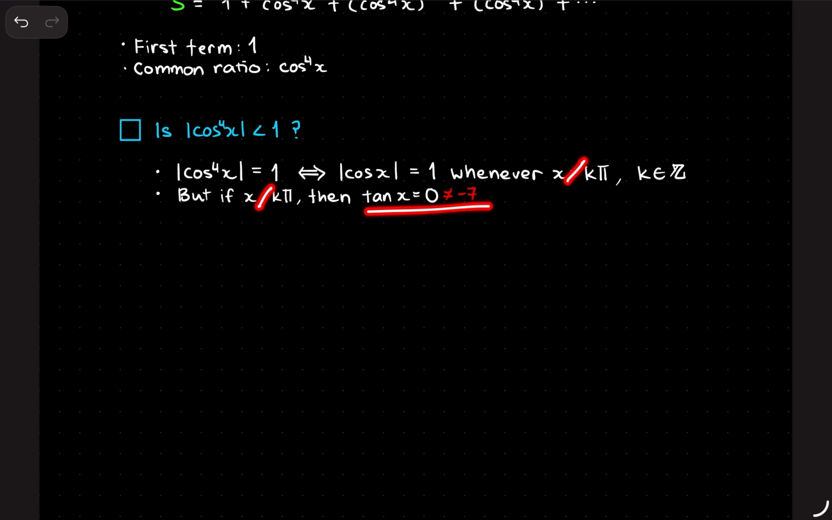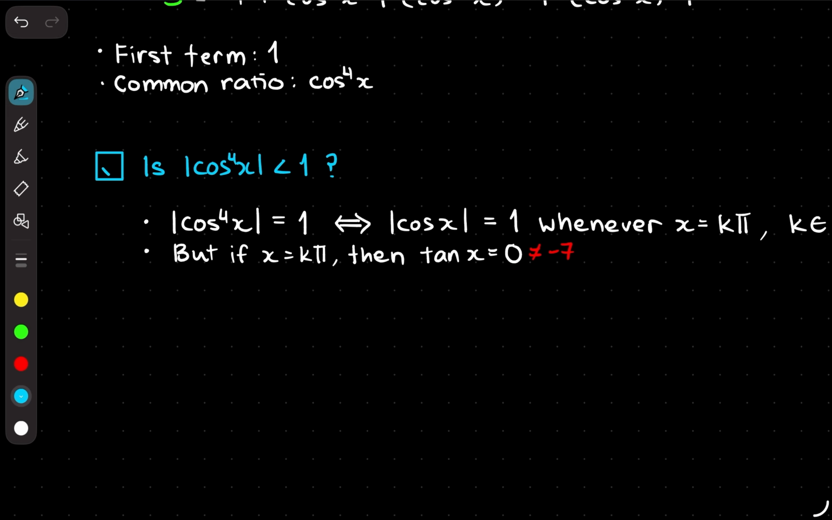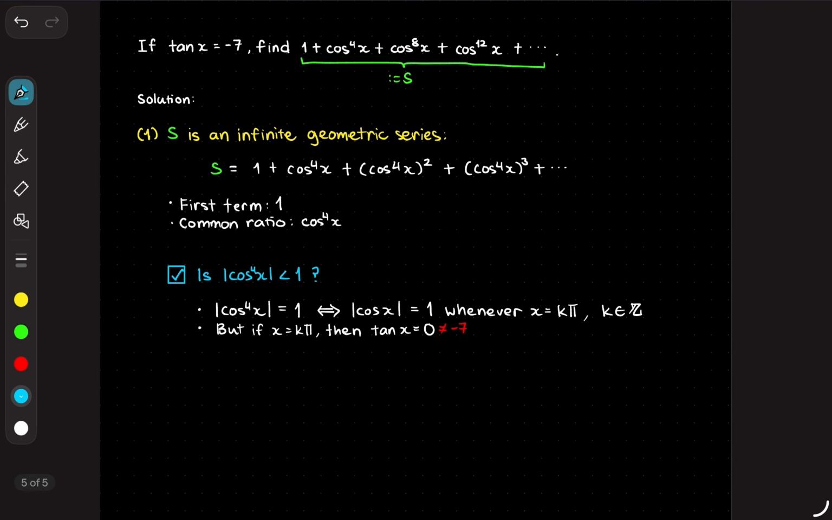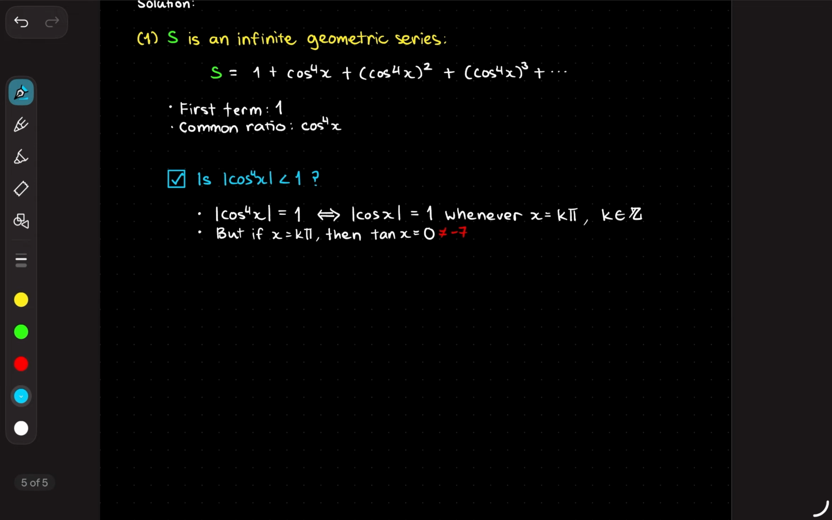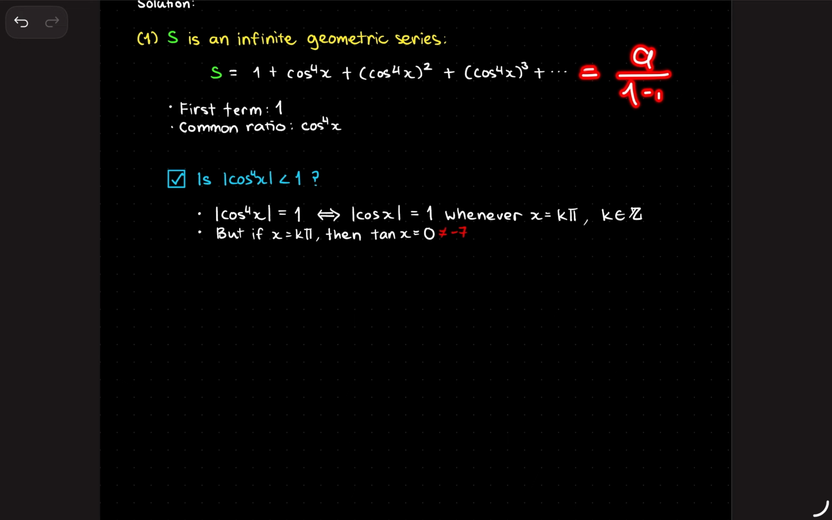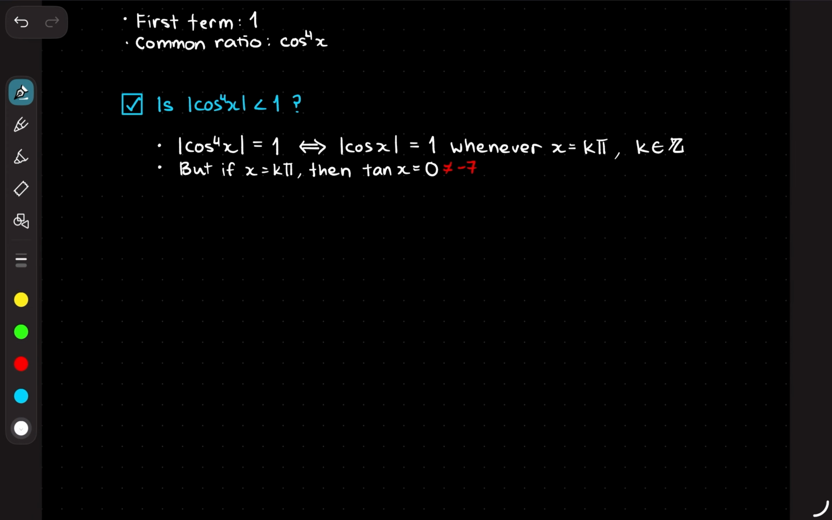If x is not equal to k pi, the absolute value of cosine x is not equal to 1. And so is this one, which means that this condition here must be satisfied. So let's put a check out here. Again, if you remember earlier, if this is satisfied, then we can apply the infinite geometric series formula of a over 1 minus r out here.